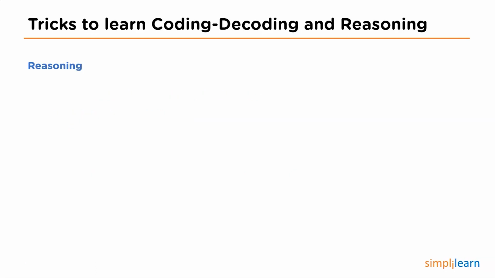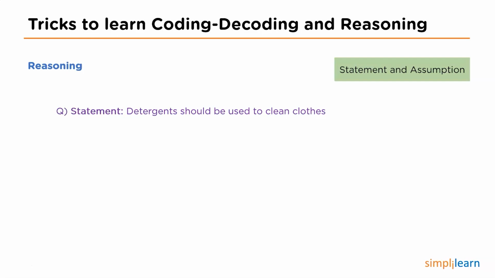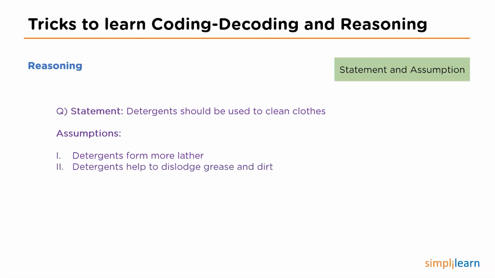Now let's have a look at statement and assumption. In a statement and assumption question, a statement is given in the question, followed by a few assumptions made on the basis of it. Candidates need to pick the assumption which is most appropriately and logically correct. Now let's have a look at an example. Statement: detergent should be used to clean clothes. Now let's have a look at the assumptions. Detergent forms lather. Detergent helps to dislodge grease and dirt.